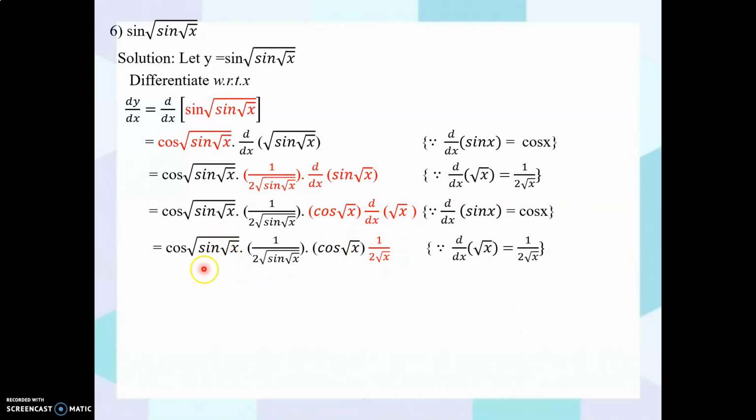Now, in the numerator, cos of root of sine root x into cos root x is there, and in the denominator, 2 root sine root x into 2 root x is there. So combining, the denominator will become 4 into root x into root of sine root x. So in the next step, we can arrange these terms as cos of root of sine root x, cos root x upon 4 root x into root of sine root x. This is the final answer for this question.